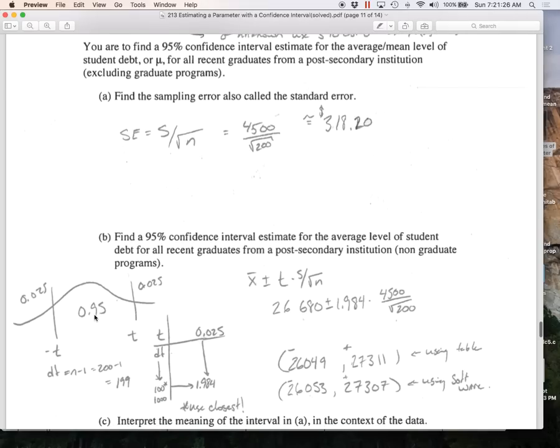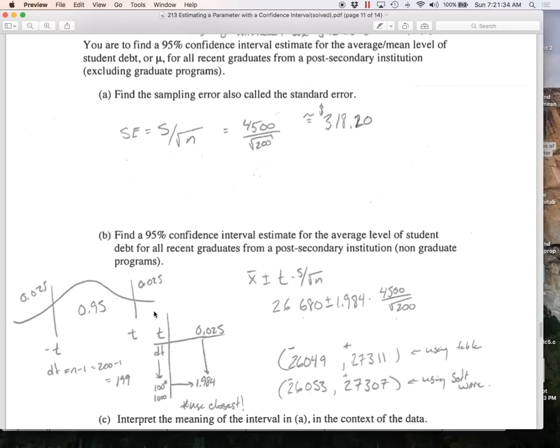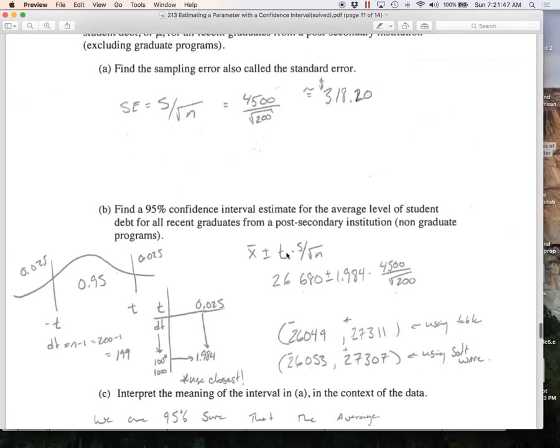Okay, so here if I want to be 95% sure, of course that means I've got 2.5% hanging out in each side of the tail. But for a t, you need to also know what the degree of freedom is. Here the sample size is 200, the degree of freedom is n minus 1, so 200 minus 1, this is 199. This is what we're going to do. We're going to try and find this t value.